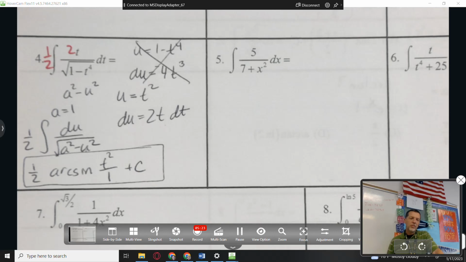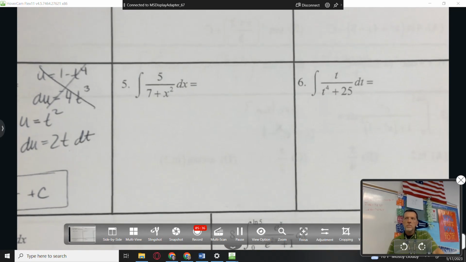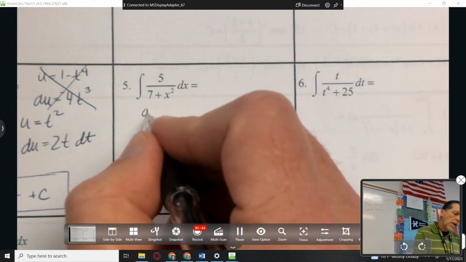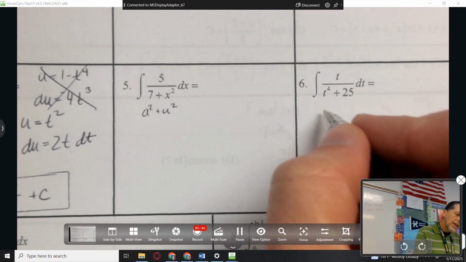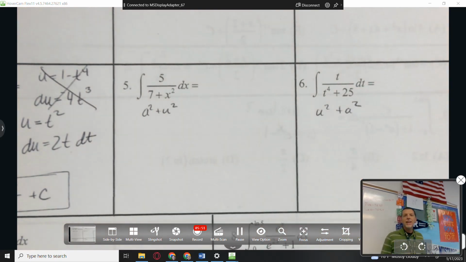So a lot of these are about recognizing what's going on. I have a question in general. For arctangent, on 5 and 6, they're both arctangent. But whenever I was picking which one was A and which one was U, I want to say in the notes it was U squared plus A squared, but then on 6 it was backwards. So I don't know why it's like that.